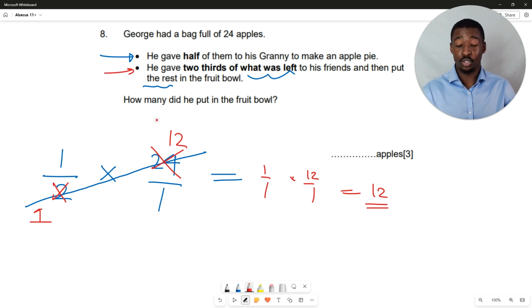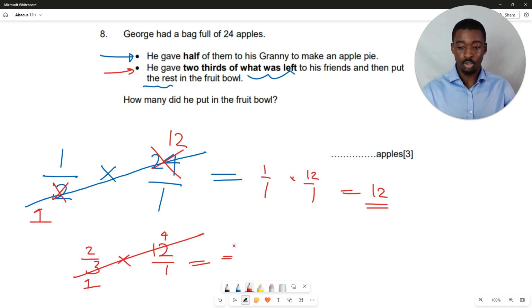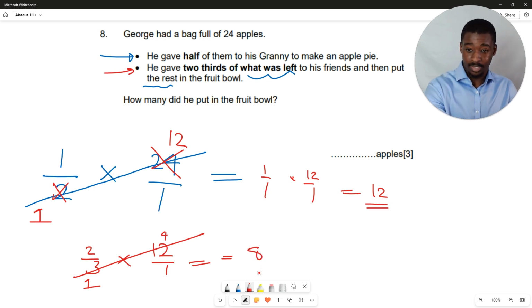Then, bullet point 2, he gave 2/3 of what was left, which would be 12 apples, to his friends. So how many did he give to his friends? 2/3 of 12. Well, divide by this diagonal here, we have a common factor of 3. 3 goes into 3 once, into 12 4 times. So we have 2 over 1 times 4 over 1, or 2 times 4, 8. So he gave 8 to his friends. He didn't keep 8, he gave 8 to his friends.